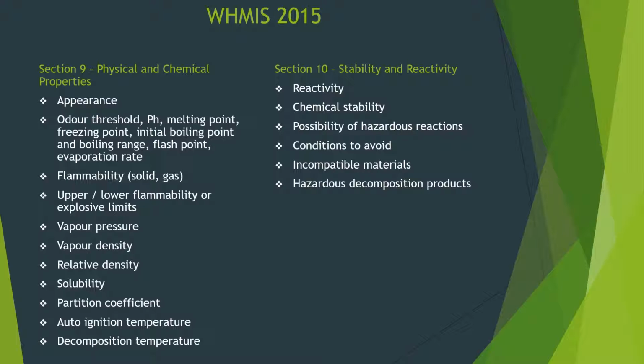Section 9, Physical and Chemical Properties. The appearance, physical state, color, etc., and odor. Odor threshold, pH, melting point, freezing point, initial boiling point and boiling range, flash point and evaporation rate. Flammability, solid and gas. Upper and lower flammability or explosive limits. Vapor pressure, vapor density, relative density, solubility, partition coefficient, auto-ignition temperature, and decomposition temperature.